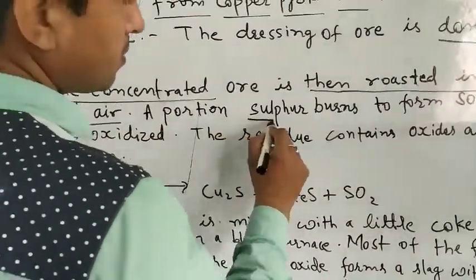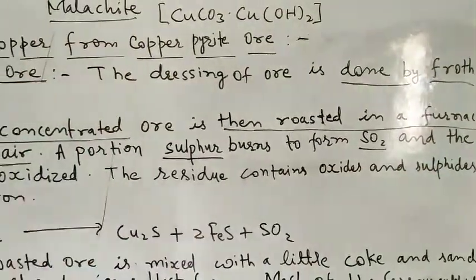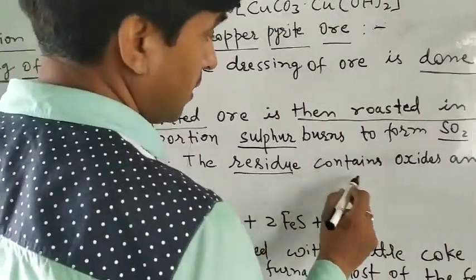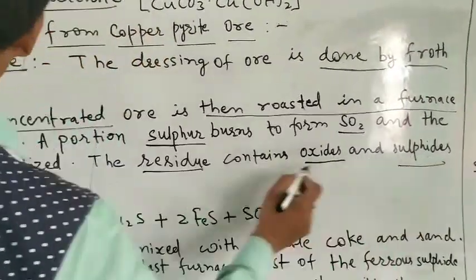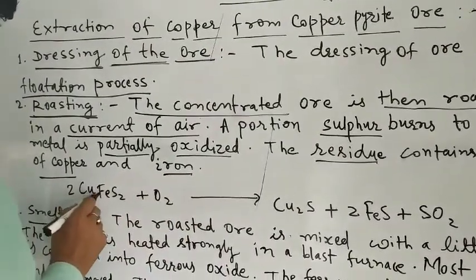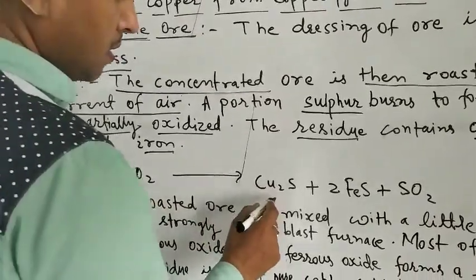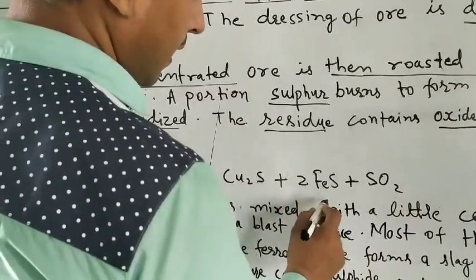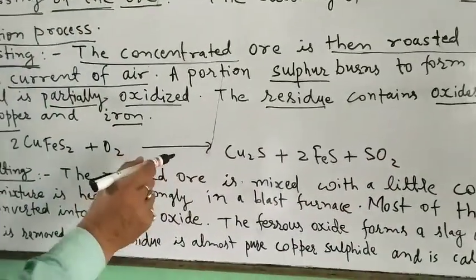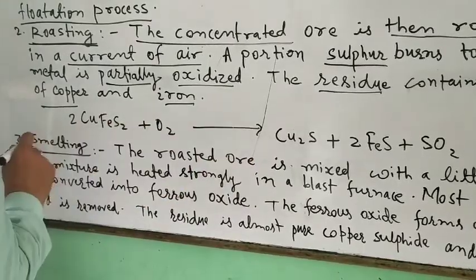A portion of sulfur burns to form sulfur dioxide and the metal is partially oxidized, and the residue contains oxides and sulfides of copper and iron. The reaction is CuFeS2 plus oxygen gives copper sulfide and iron sulfide with sulfur dioxide gas. Now the obtained copper sulfide is smelted.